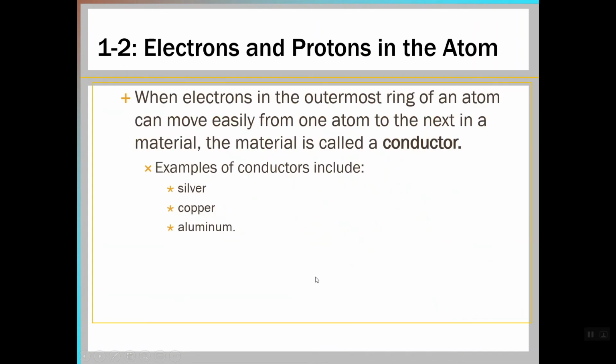So the presence of those holes, the lack of electrons and the free electrons in that outer orbit, is what allows atoms to conduct electricity. And matter that is made up of those items is called conductors. Examples of that are silver, copper, and aluminum. 90% of the time we're going to be dealing with copper wire.